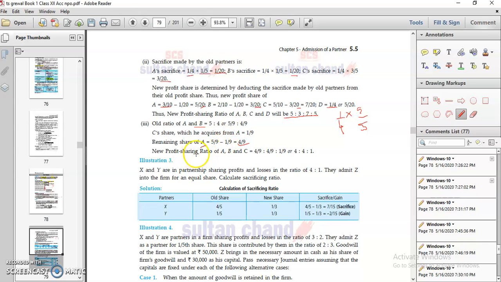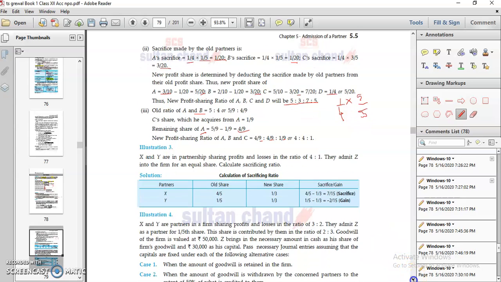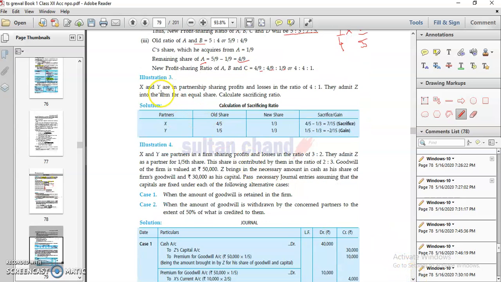So you can see the ratio: 4/9 is the share of A, 4/9 is the same share of B, and 1/9 is of C. Now the denominator is equal, 9, 9, 9, so the ratio comes to 4, 4, 1. This way you can calculate your sacrifice ratio, gaining ratio, whatever.